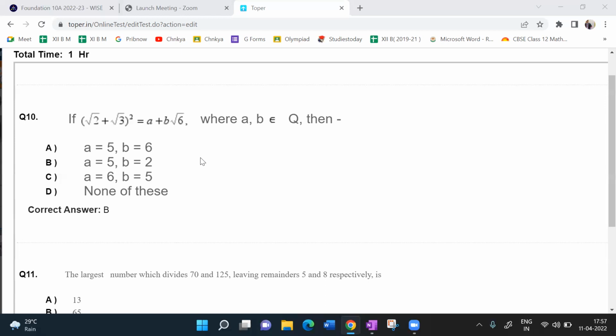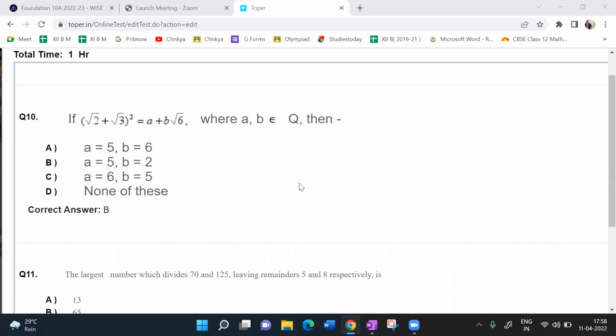Yes, sir. Guys, look at this here. Expand A plus B whole square: A square plus B square plus 2AB, which is equal to A plus B root 6. Please do expand that, and you will get an expression. So if you substitute the options, whichever option satisfies that is going to be your option. Any doubts? Children, are you listening to the class?